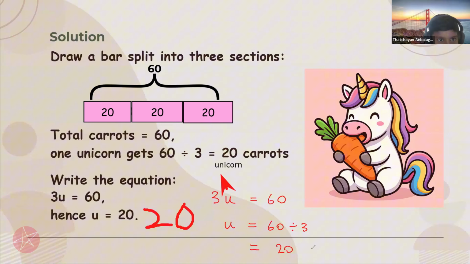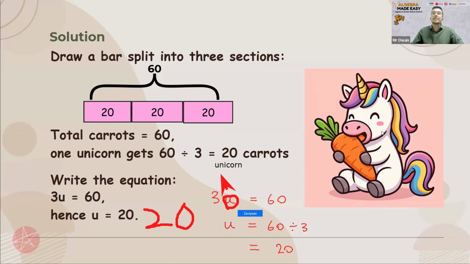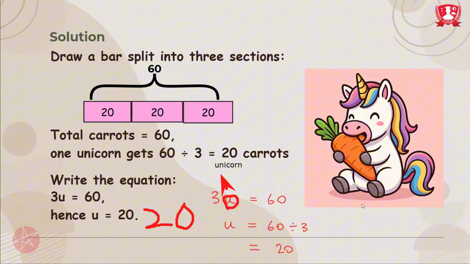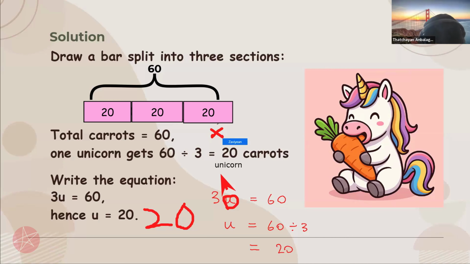And then once we find this answer, we can fill in these boxes. So this is 20, 20, and 20 because we want to confirm our answer, right? How can you make sure that your answer is correct? You can check this one, right? This is 20, 20, and 20. So you do 20 times 3, or you can do 20 plus 20 plus 20. 20 plus 20 plus 20 equals 60.